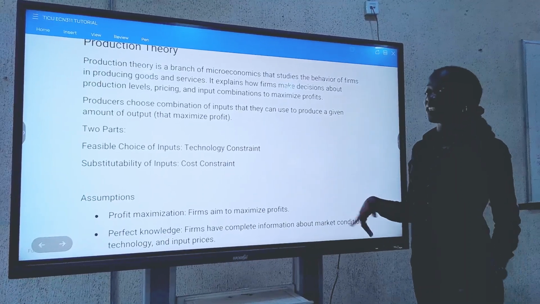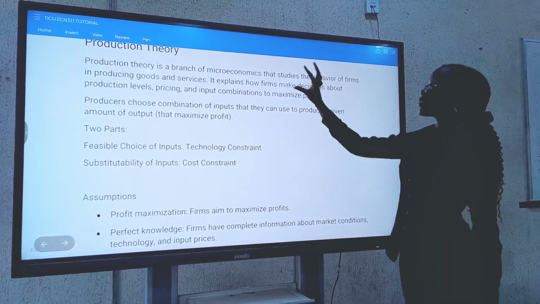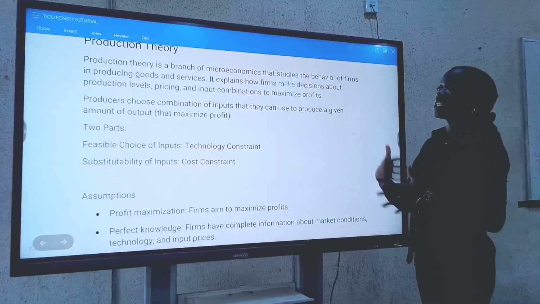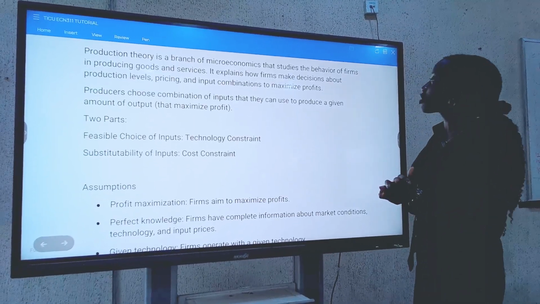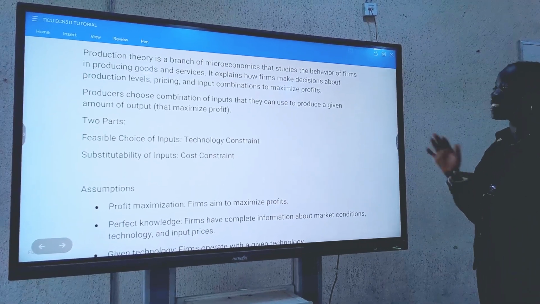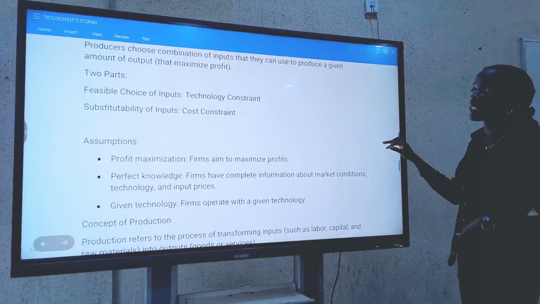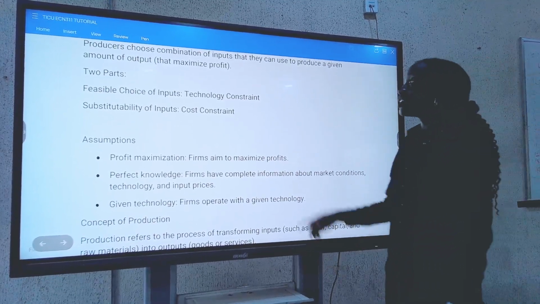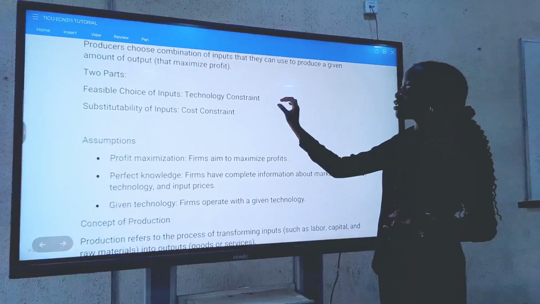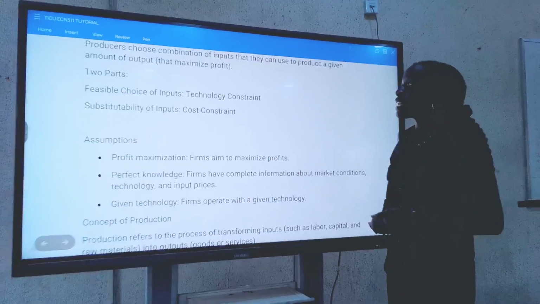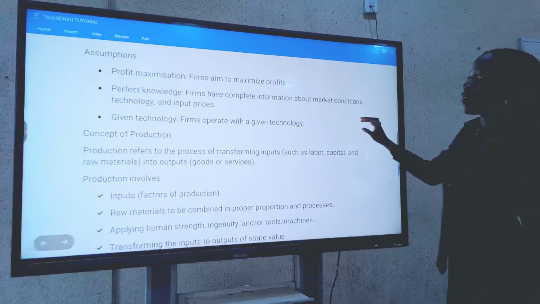As I explained at the beginning, one of the interests of a firm is to maximize profit. So production theory basically explains how these firms make decisions in order to achieve that interest. Producers choose combination of inputs that they can use to produce a given amount of output that maximizes profits. And there are two parts, just like there were two parts to consumer theory. Number one is feasible choice of inputs, which is the technology constraint, and then substitutability of inputs, which is cost constraint. I will explain that more when we study calculation aspects.